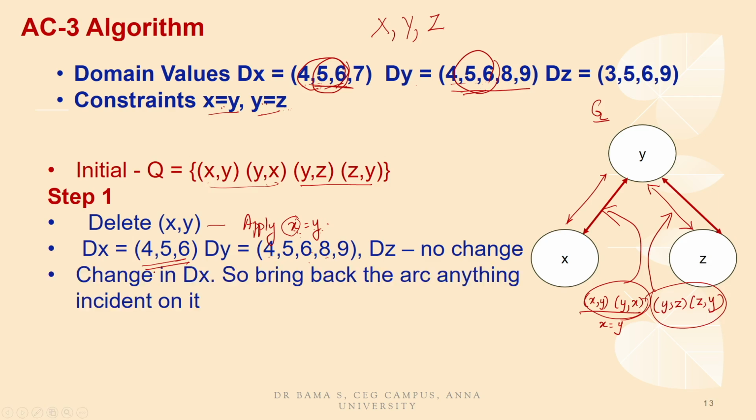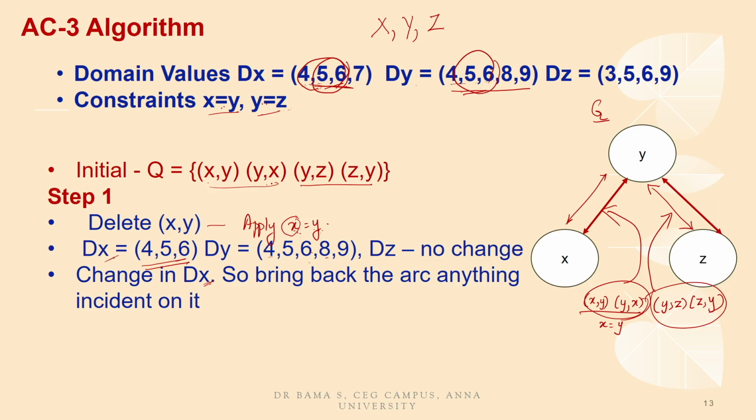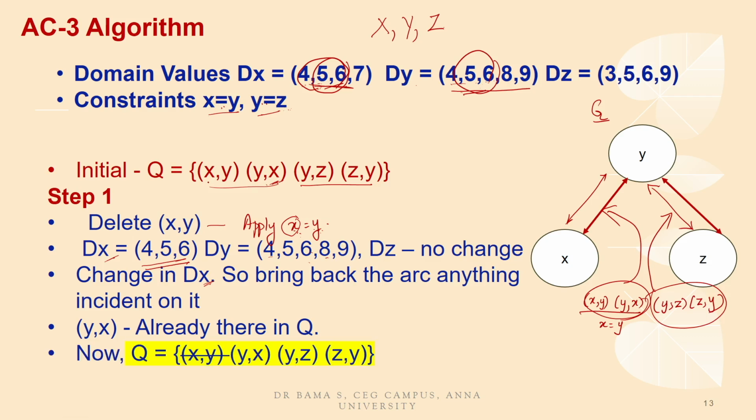Okay. So, now at this point there is a change in x. The idea is, wherever there is a change in x, bring back the arcs incident on it. Here there is a change in x. So, wherever there is an arc incident on x, bring it. The arc incident on x is y x. But y x is already there in this queue, so we need not bring it again. Because we have deleted x y, this queue becomes y x, y z and z y. So, at the end of first step, we have this queue.